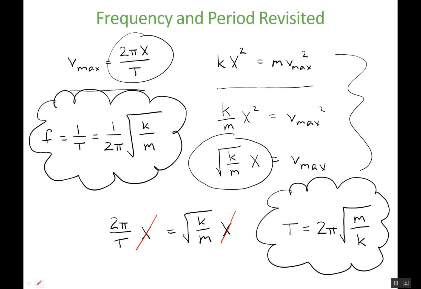So this concludes the first part of this 3-part unit on oscillations and waves. And the main takeaway for this part of this unit are the equations that are in the bubbles on this page: the equation giving you the period of a mass oscillating on a spring and the frequency of a mass oscillating on a spring as a function of the spring constant and the mass.